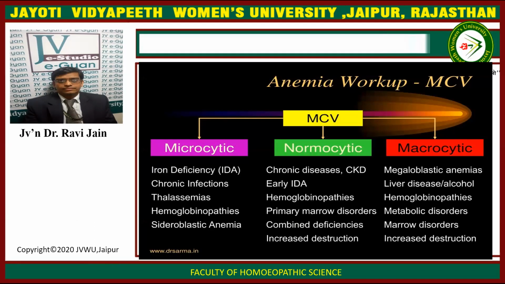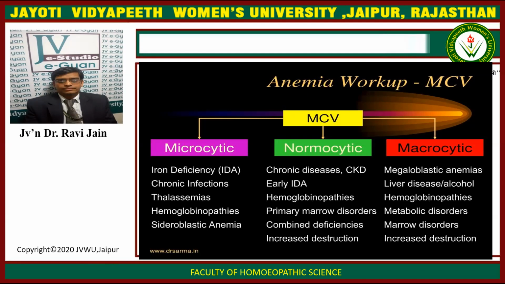The morphological classification is based on the MCV, that is mean corpuscular volume of the RBC. We have three types: microcytic, normocytic, and macrocytic. Microcytic, when the RBC size is lesser than normal; normocytic, when it is normal; and macrocytic, when the size of RBC is greater than the normal cell. Now we are going to see the conditions in which we see each of them.